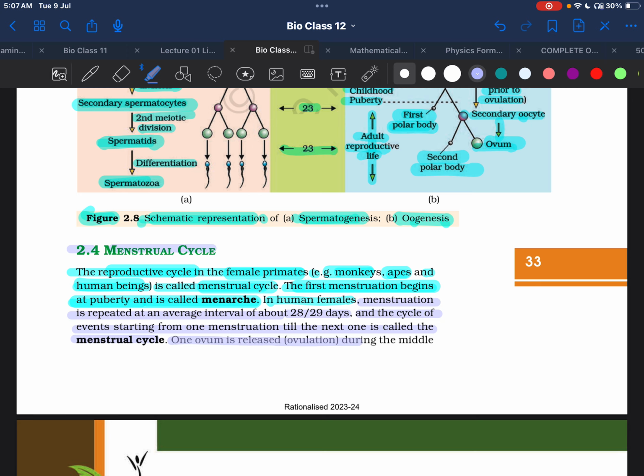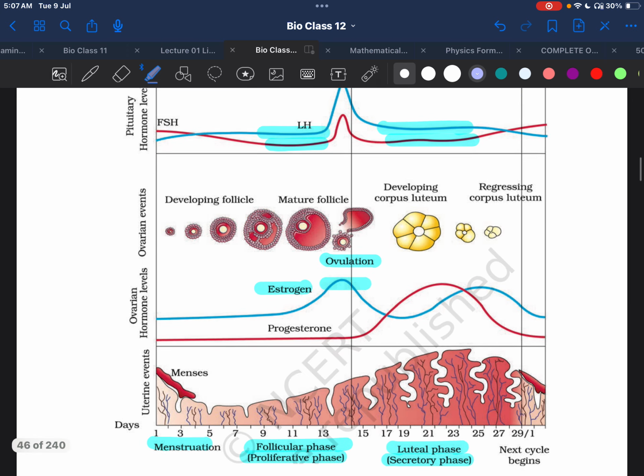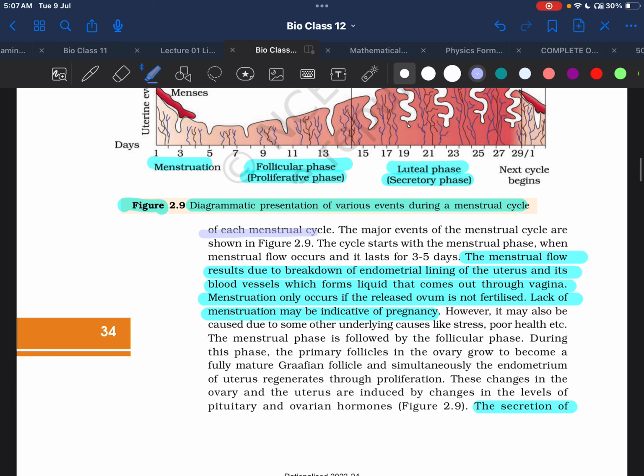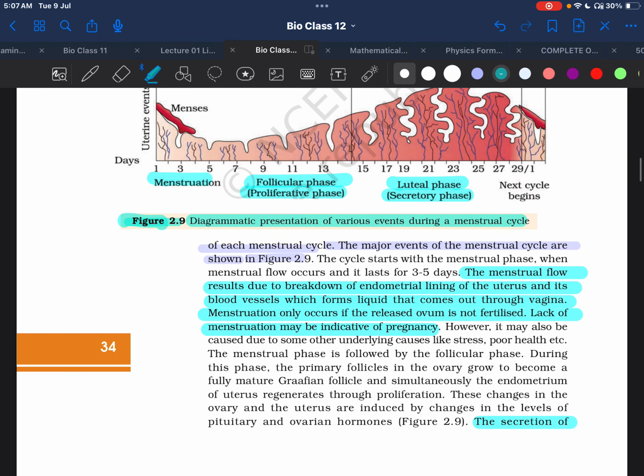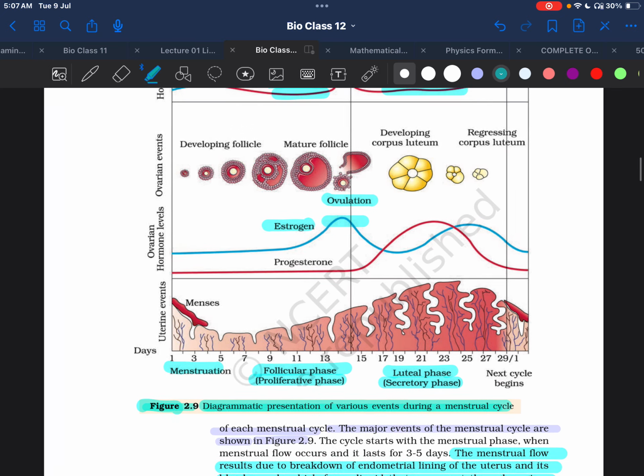One ovum is released (ovulation) during the middle of each menstrual cycle. The major events of menstrual cycle are shown in figure 2.9. Figure 2.9 Diagrammatic representation of various events during a menstrual cycle.